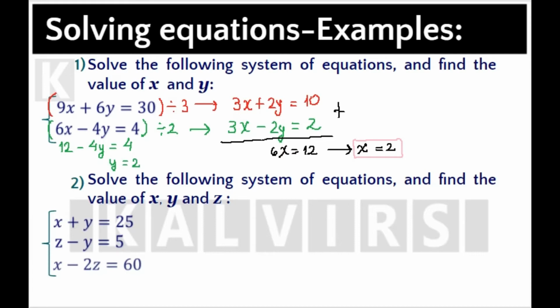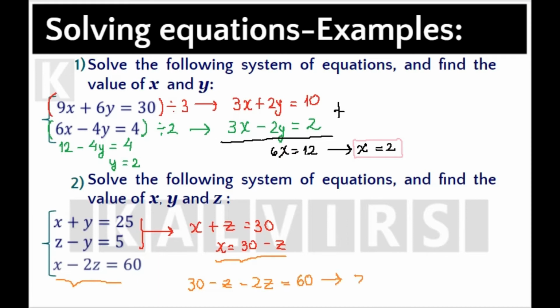In example 2, I can sum equation 1 and equation 2, so I eliminate y and I get x plus z equals 30. Then I can isolate x. X equals 30 minus z, and I can replace this into the third equation. 30 minus z minus 2 times z equals 60. Finally, z equals minus 10.